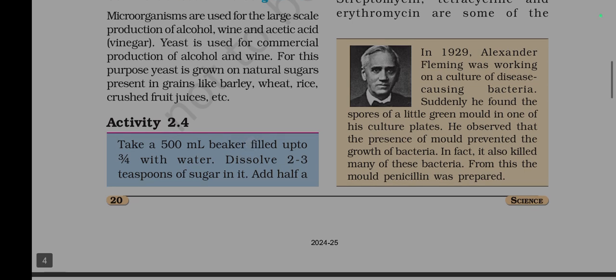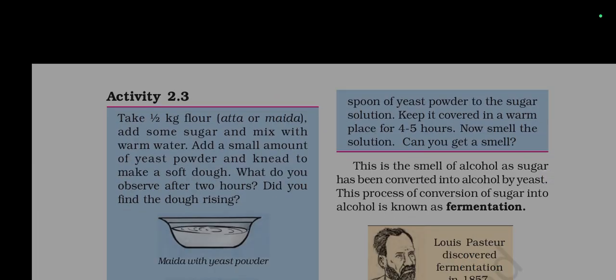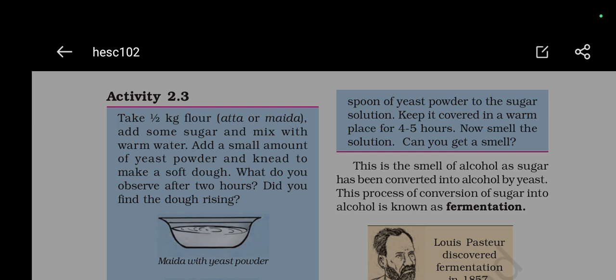Now activity 2.4: take a 500 ml beaker filled up to three-fourths with water. Dissolve 2 to 3 teaspoons of sugar in it. Add half a spoon of yeast powder to the sugar solution. Keep it covered in a warm place for 4 to 5 hours. Now smell the solution. Can you get a smell?